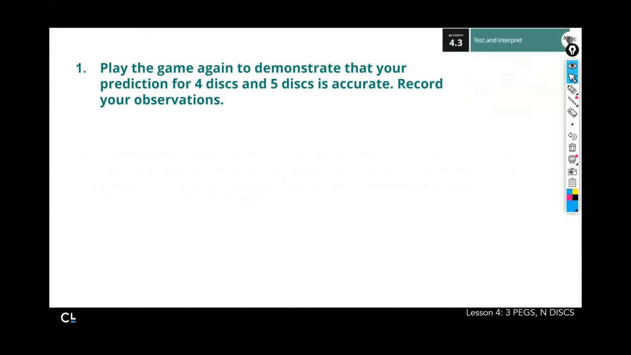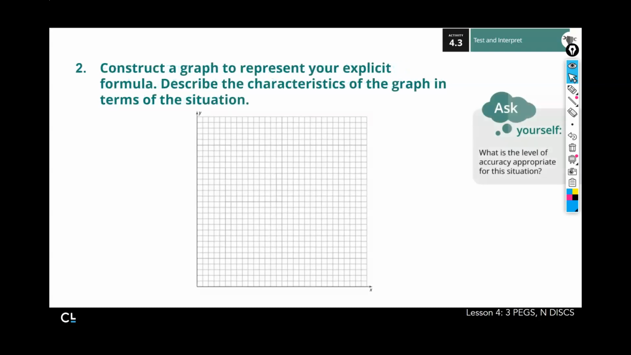Number 1, play the game again to demonstrate that your prediction for 4 disks and 5 disks are accurate. Record your observations. Then construct a graph to represent your explicit formula. Describe the characteristics of the graph in terms of the situation.